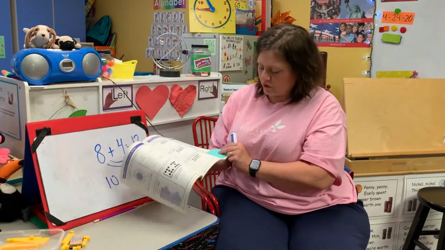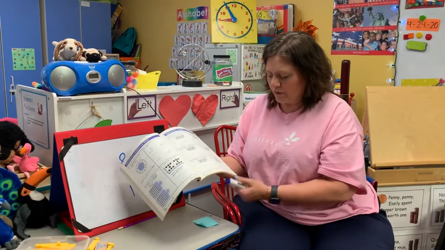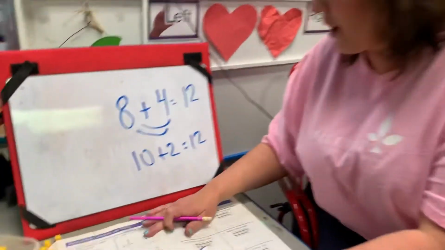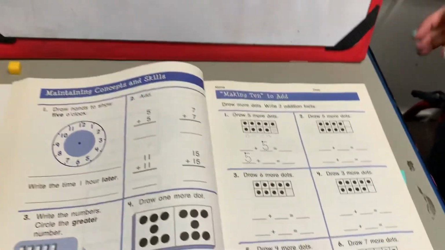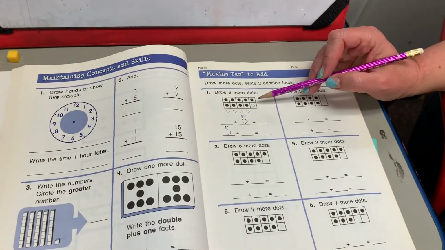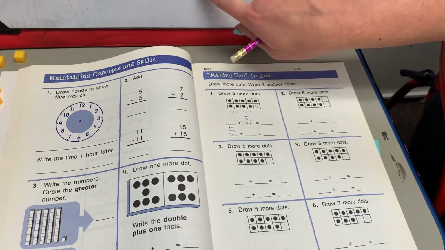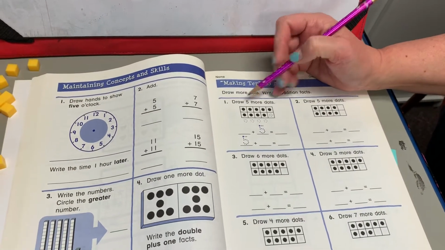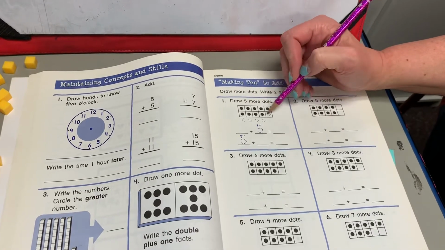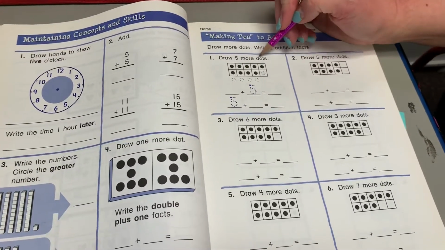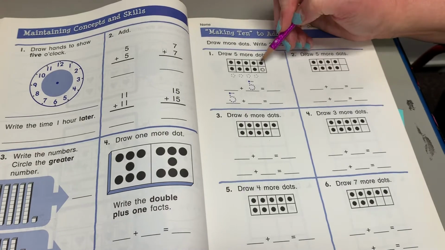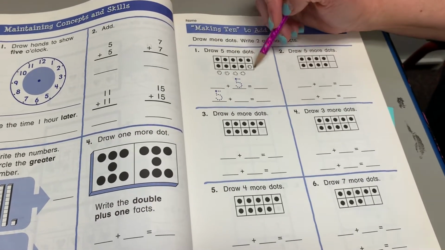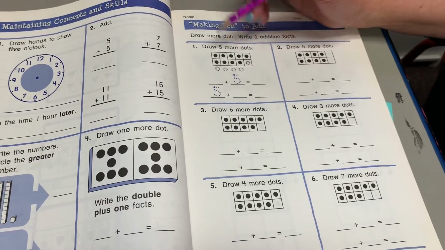Find page 227. And we're going to draw more dots. So we're doing something a little different. We're going to make 10 and then, like we did here, make 10 and find out what we have left. So you're going to draw 5 more. We have 9 already that are black, the black dots, and you're going to draw 5 more. So there's 1, 2, 3, 4, 5. So you've made 10 and you have this left over.